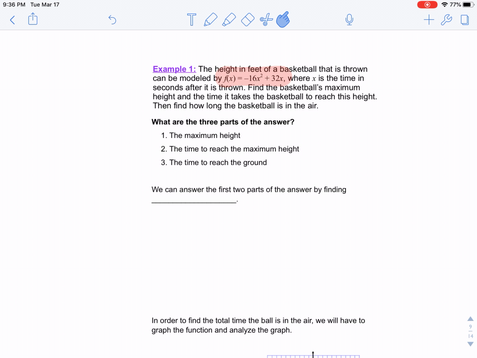Find the basketball's max height and the time it takes the basketball to reach this height, and then find out how long the basketball is in the air. So we need to tackle three things here: the max height of the basketball, the time it takes to reach the max height, and the time it takes to reach the ground.